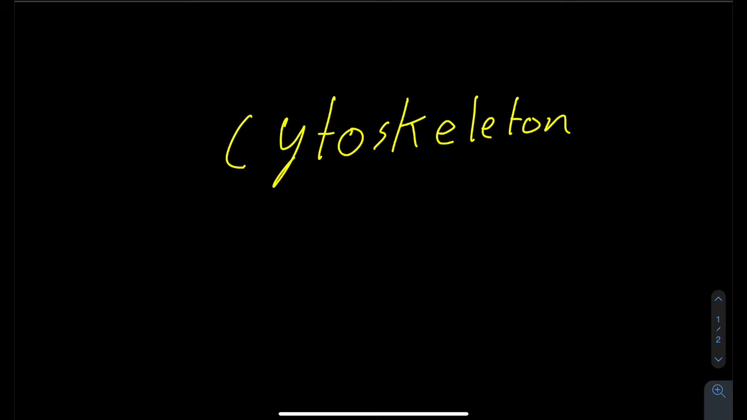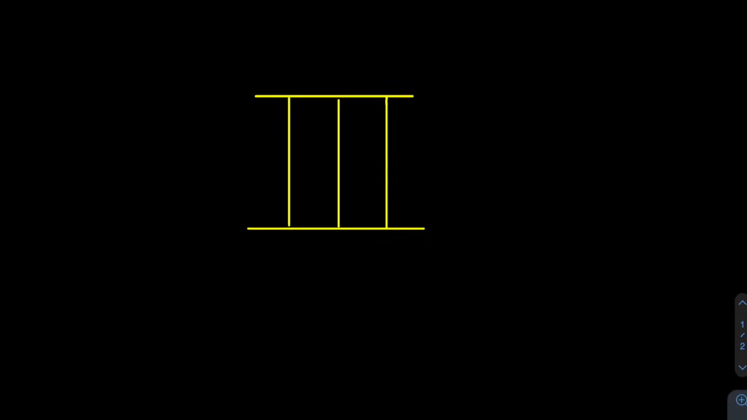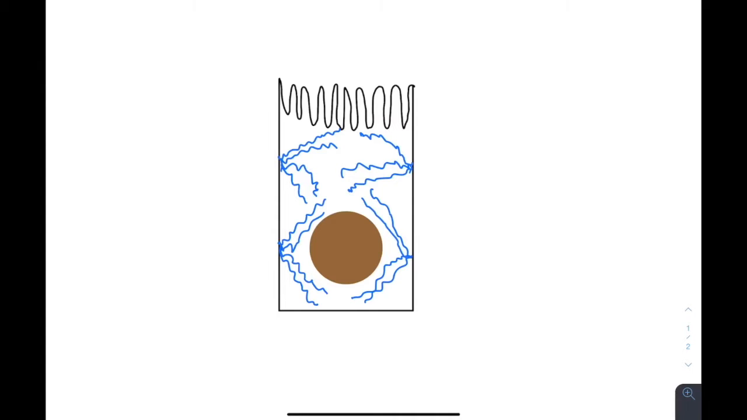On this project, we will be learning about the cytoskeleton. We will now talk about the three main elements of the cytoskeleton. Now, the first type that we're going to talk about today are called intermediate filaments.